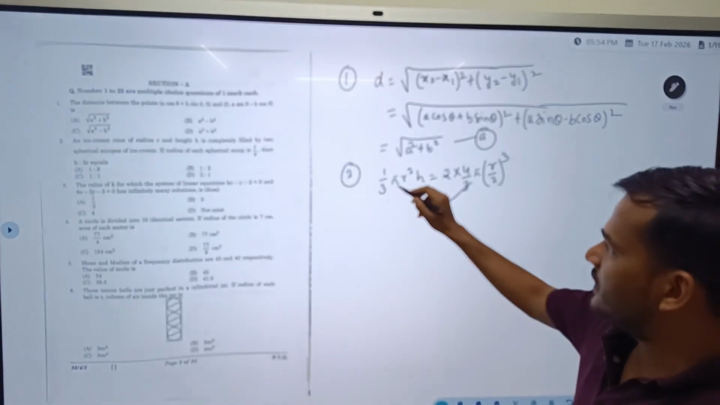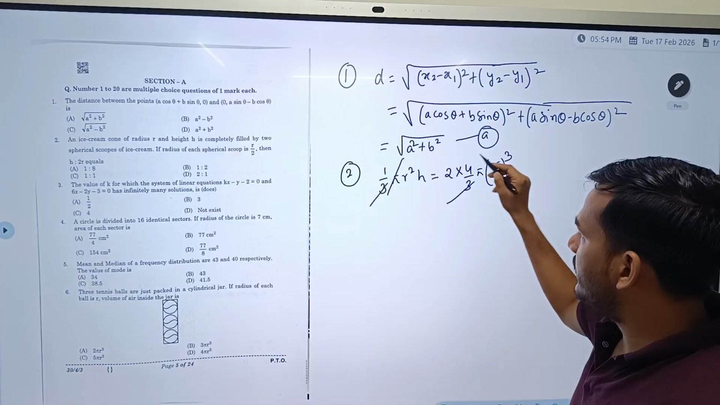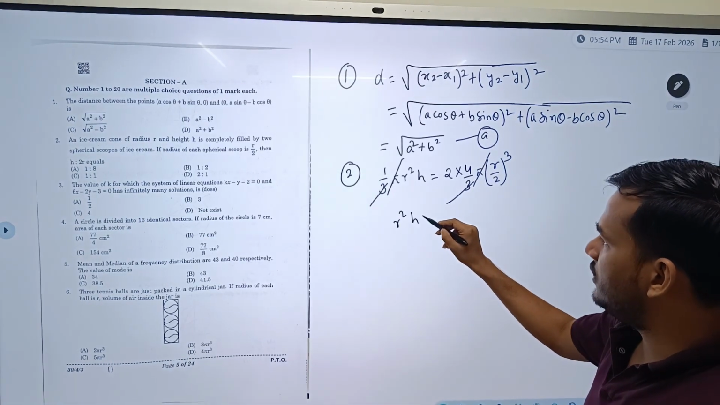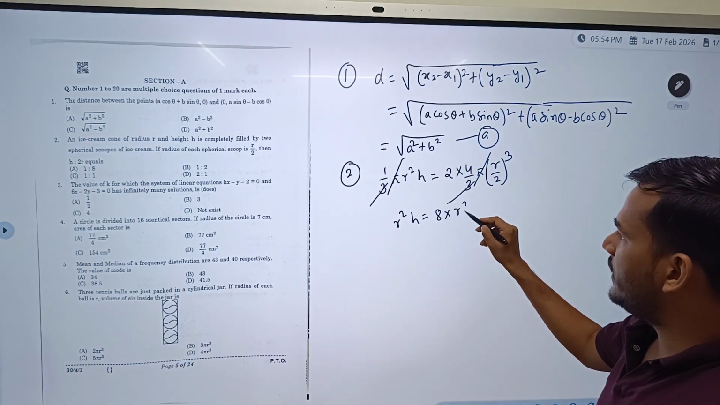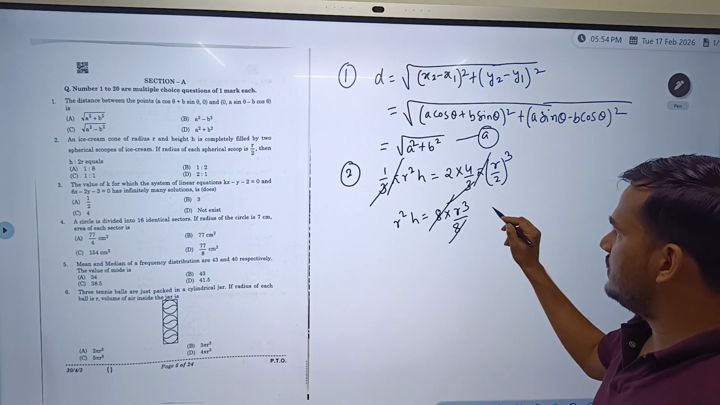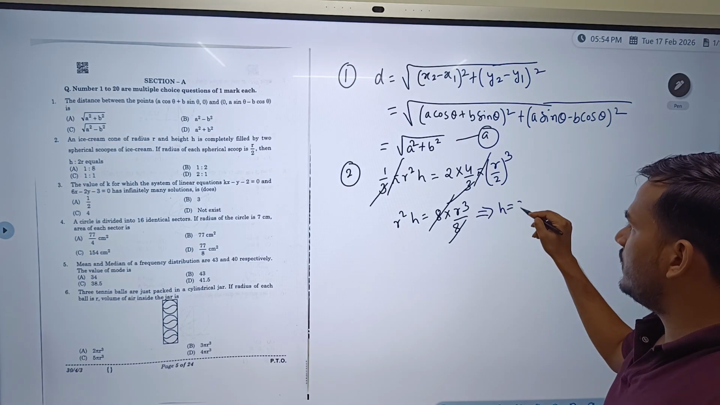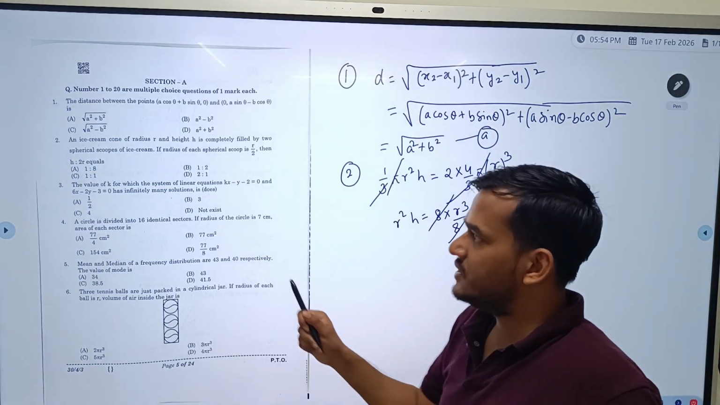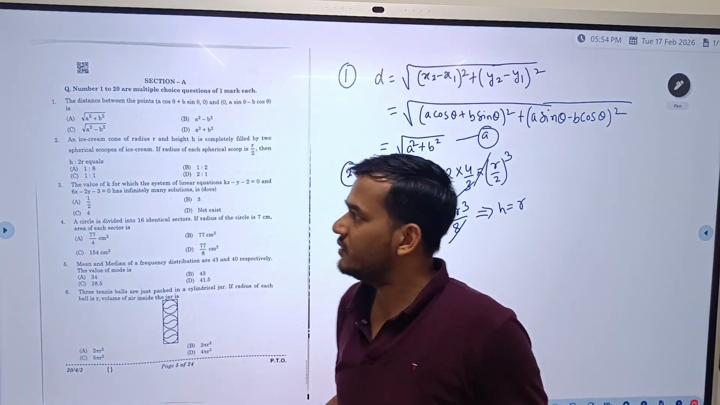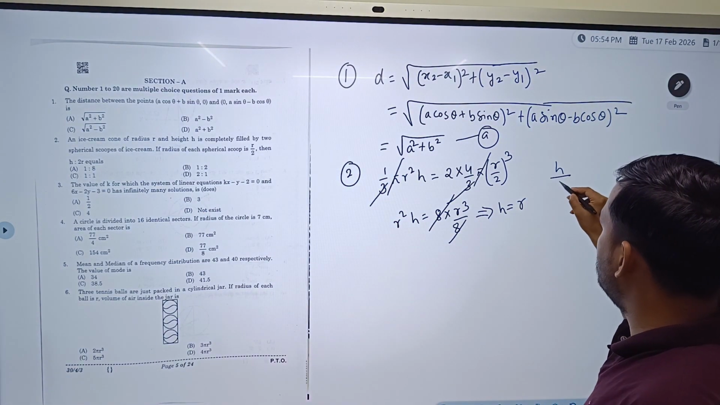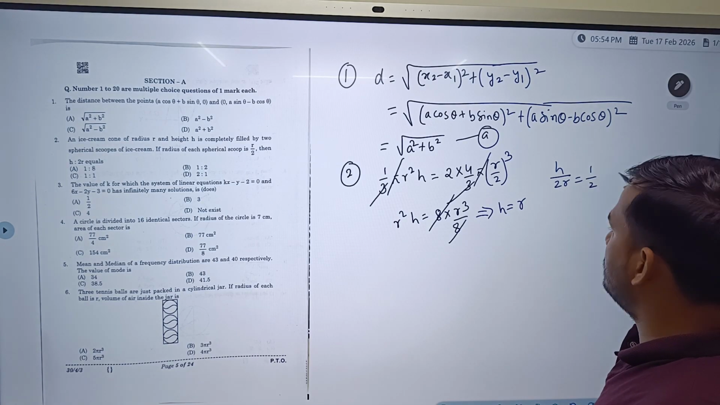So see, 3 and 3 will cancel, pi will get cancelled. So r square h is equal to 8 into r cube by 8. This 8 will also get cancelled. Finally, you will get h is equal to r. But in the question they ask the value of h upon 2r. So h upon 2r will be equal to 1 by 2. That is option B.